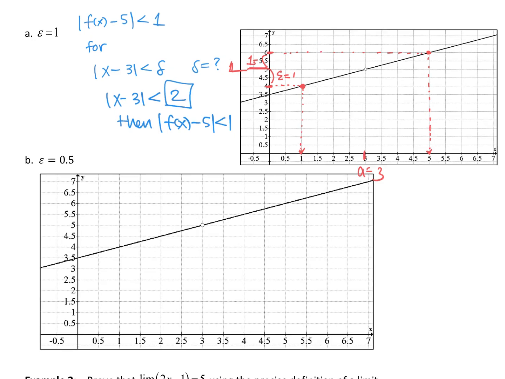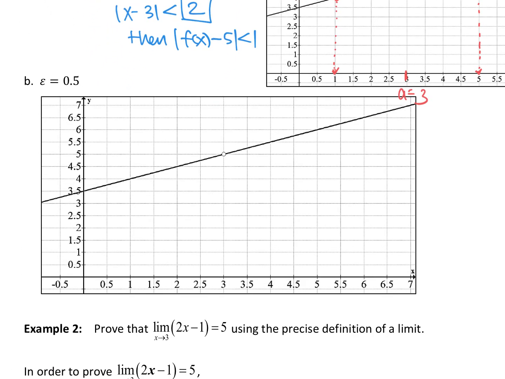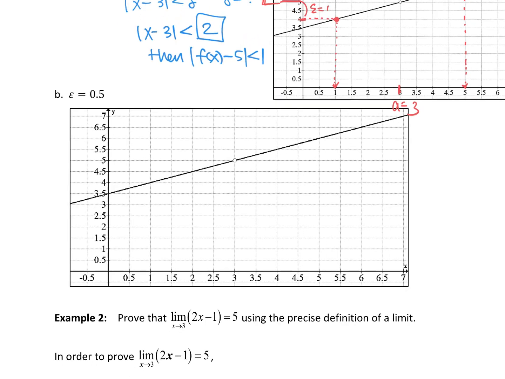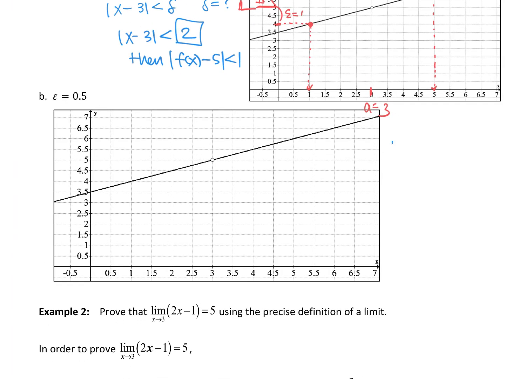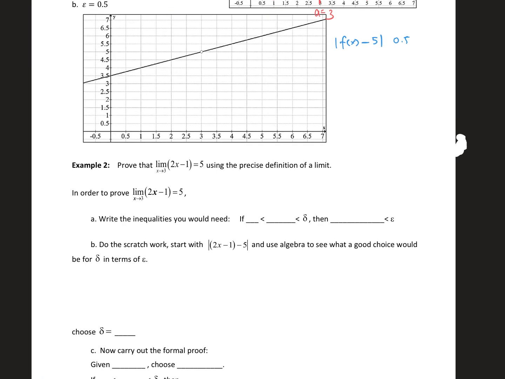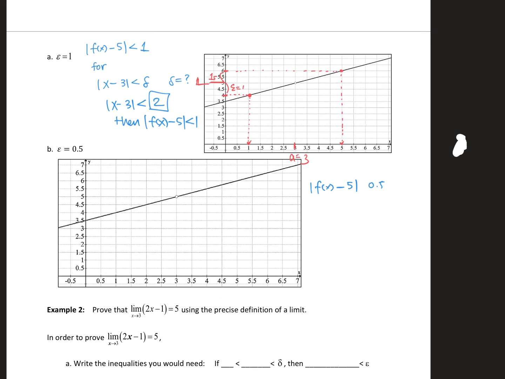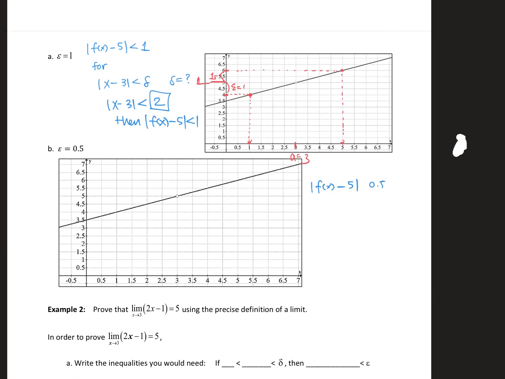All right, part B. Here I'm going to have you guys try. Part B says epsilon is 0.5. So just to set up, that means the distance between f of x and 5 is less than 0.5. That's my hint. So I'll have you finish part B, and basically in this section, this is all we're going to do. We're going to skip the other ones. For this section, you just have to know how to find delta according to the graph. Okay.